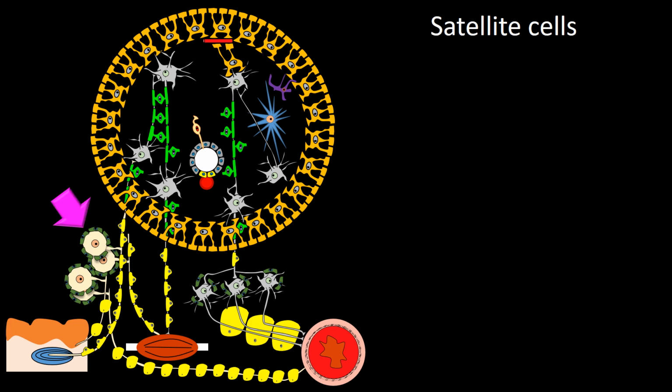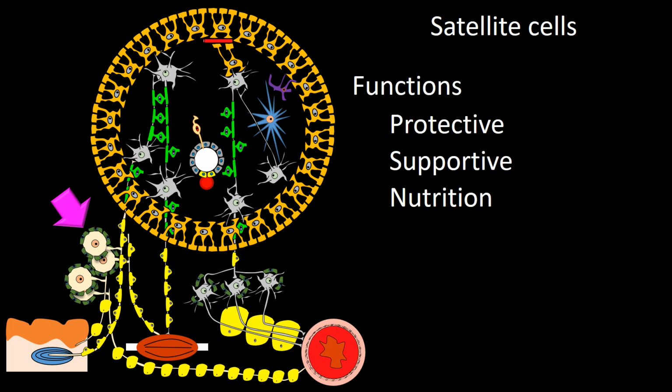Satellite cells are present in cranial and peripheral sensory ganglia. They function as protectors, support, and source of sustenance to the ganglion cells.